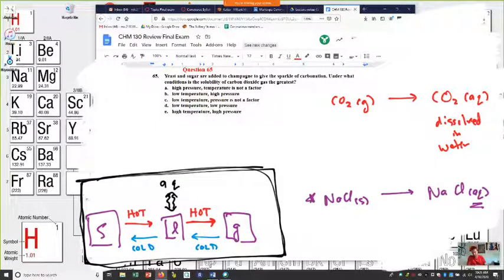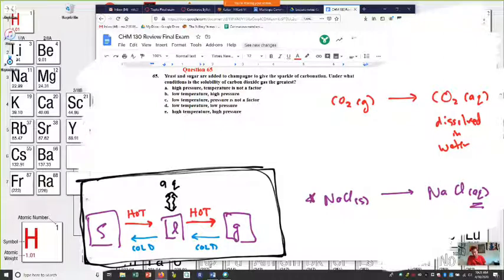So if I'm going to take a solid and I want to turn it into aqueous, it's effectively saying I want to take a solid and turn it into a liquid. What do I have to do? Well, taking a solid and turning it into a liquid, I have to add heat. So increase the temperature, or go at high temperatures. That's going to facilitate that.